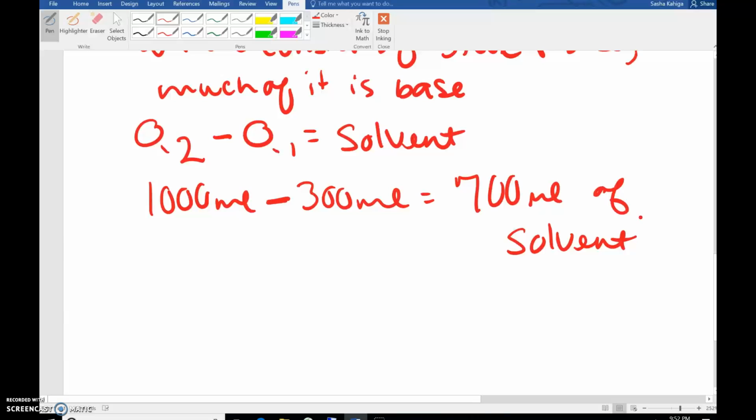What that solvent is in detail, we don't know, because it doesn't tell us if it's water or normal saline or sterile water for injection. But you can determine how much of this medication is solvent.